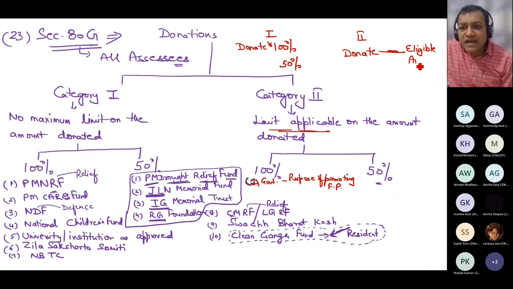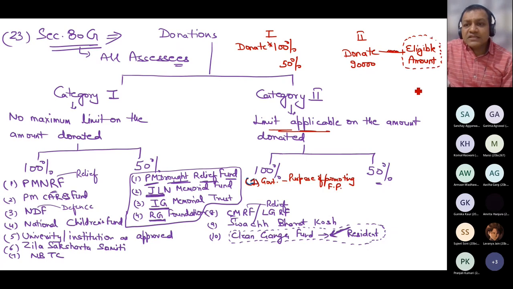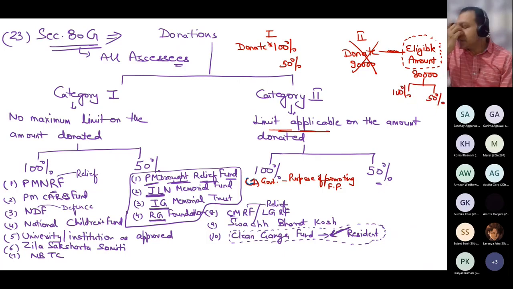You need to first check whether the amount which you have donated is really eligible or not. If donated amount is, for example, 90,000, I will tell you how to compute eligible amount. This I have not yet told you. If the eligible amount comes out to be 80,000, then 90 is of no relevance. Then this 80,000 is to be multiplied by either 100% or 50%, as the case may be. I hope now you are understanding this difference between category 1 and 2.